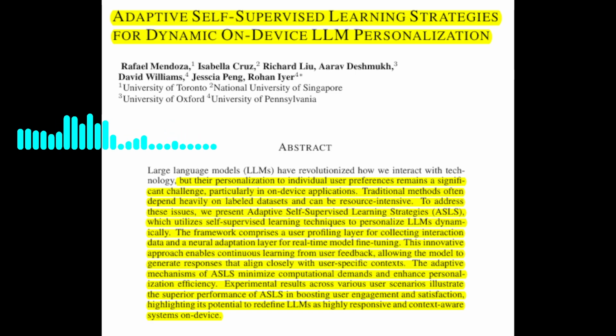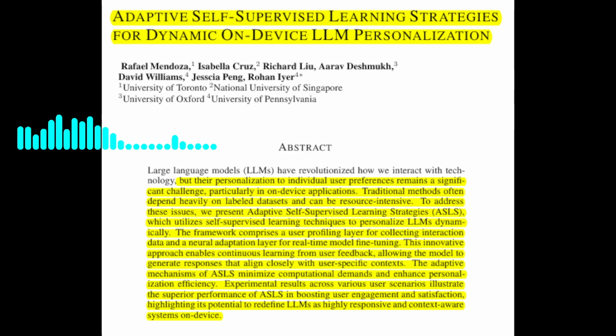Can you provide some specific examples of how ASLS adapts the LLM based on user interactions? The paper doesn't provide specific examples of adaptation strategies. However, it mentions that the user profiling layer captures various aspects of user behavior, including feedback signals, interaction frequency, and contextual information. This suggests that ASLS can adapt the LLM based on factors such as the user's preferred response style, the topics they are interested in, and the context of their interactions.